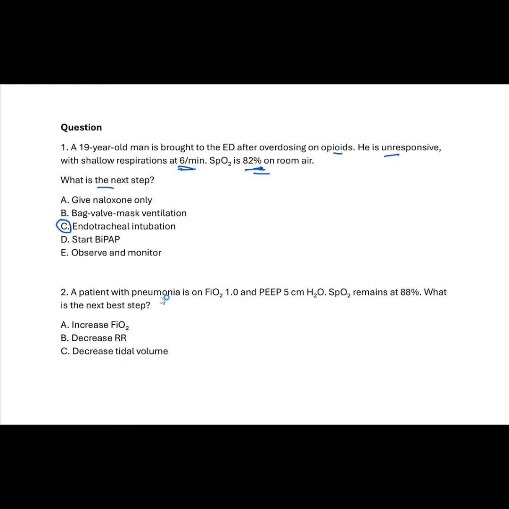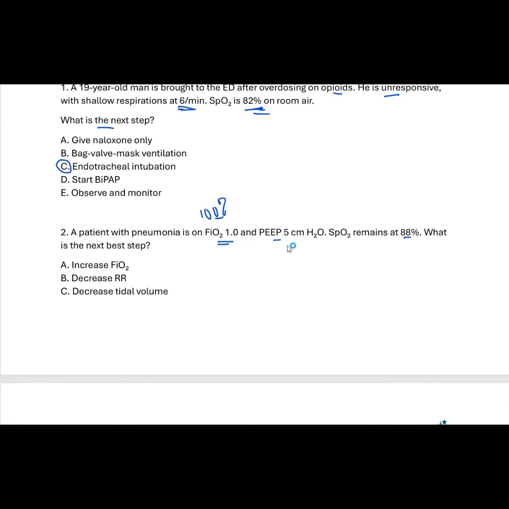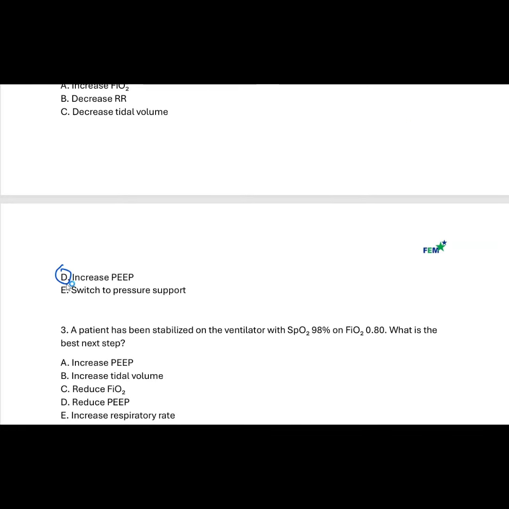Next question, a patient with pneumonia and FiO2 of 100%. Remember, FiO2 of 1 means 100% FiO2. PEEP of 5. Oxygen saturation remains at 88%. What's the next step? So we've already maxed out on FiO2 because this patient is already on 100% FiO2, but we still have room on the PEEP, so we can go up on our PEEP. So I think the best answer there will be increase PEEP.